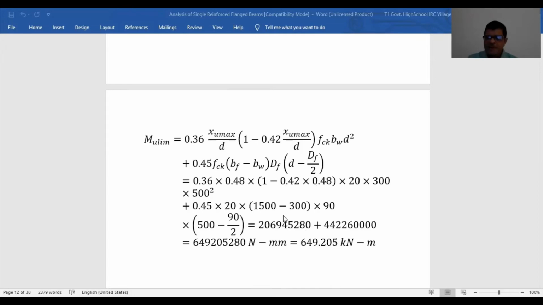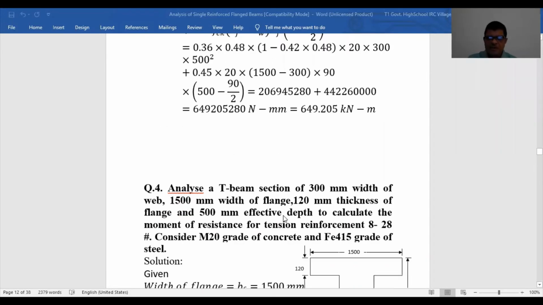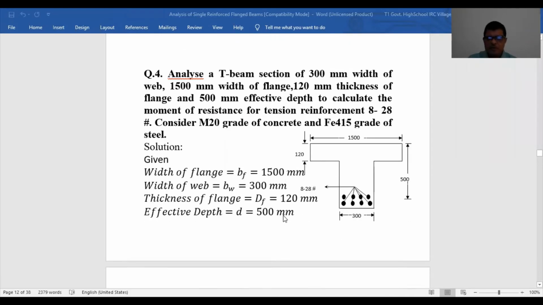Next problem, we'll see that Df by d is more than 0.2. This was Df by d less than 0.2. Let us take another example, Df by d more than 0.2. So in this problem again, same thing is kept. 8 numbers 28.5, 120 millimeter thickness of the flange and 500 millimeter depth.